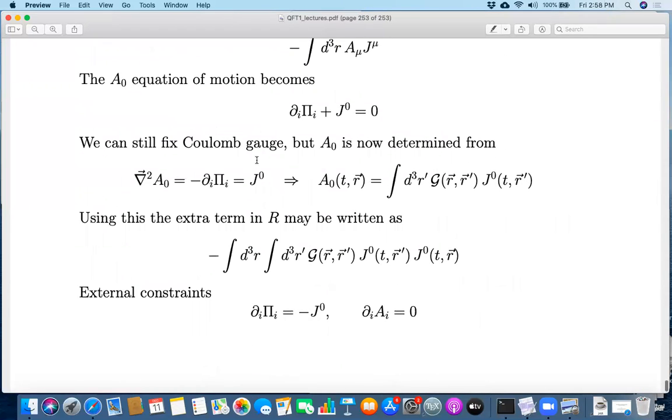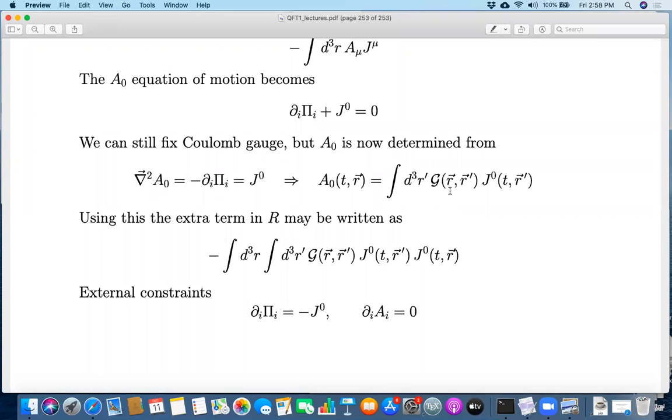Okay, so you get del squared A0 equal to J0. So A0 now is no longer 0. So this is what I had said earlier, that in the presence of source, Coulomb gauge is not the same as this temporal gauge where you said A0 equal to 0. Okay. So now A0 is given by this Green's function integral of J0.